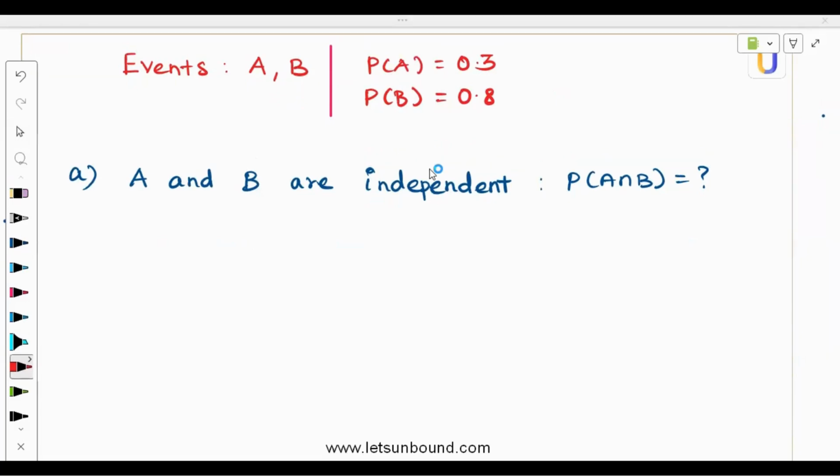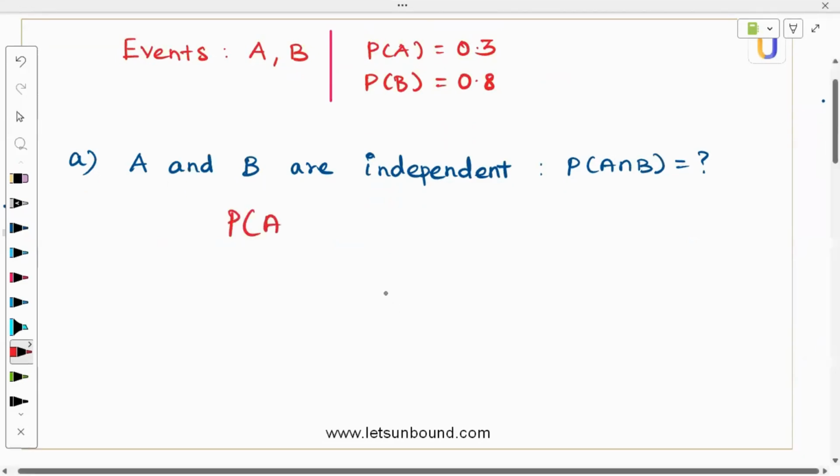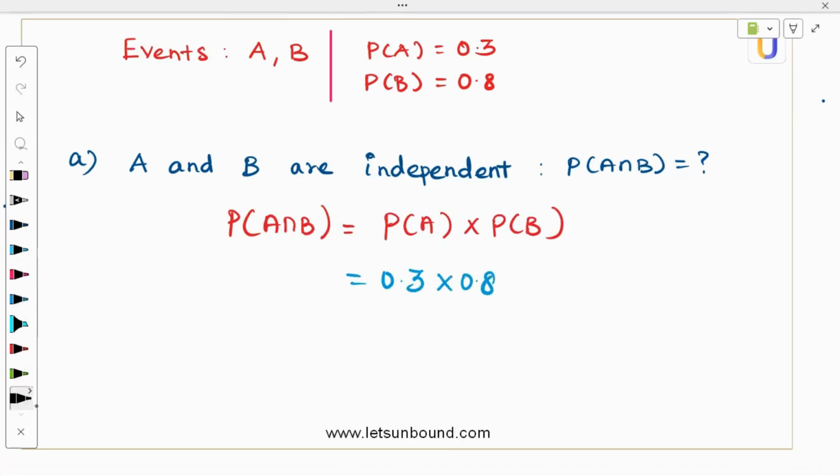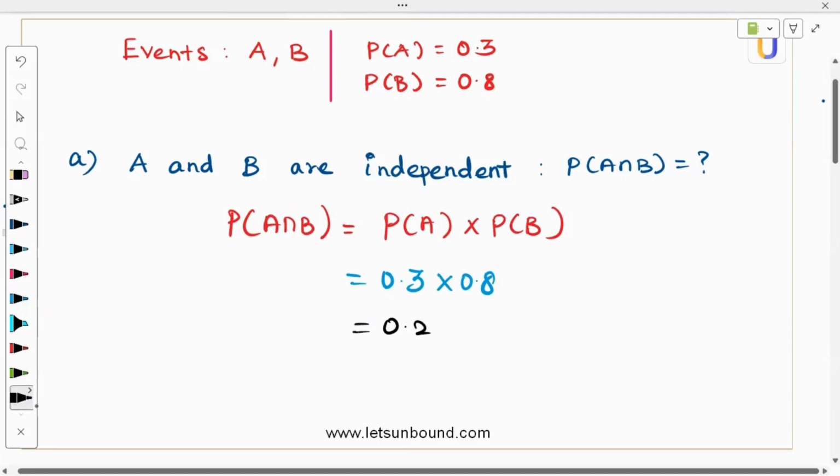It's quite direct. For independent events, P of A intersection B is going to be P of A times P of B. That's simple. Both the values are available here, so we can just directly multiply them. 0.3 times 0.8 is going to be 0.24. That's the simple first part.